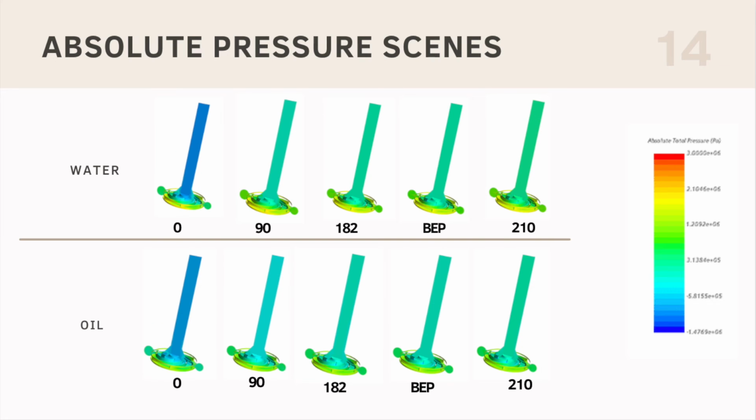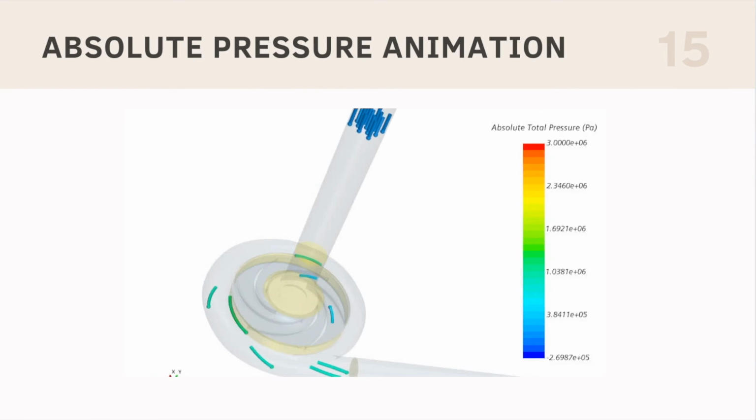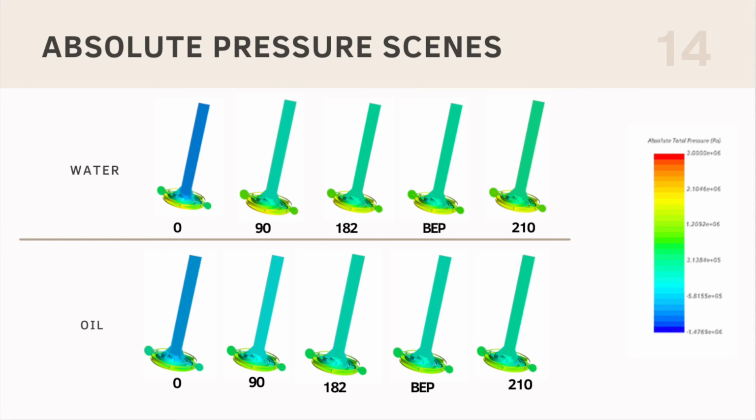The absolute total pressure in the pump has a directly proportional relationship with the flow rate, as can be seen in the scenes. As the flow rate increases, the absolute total pressure also increases. A lower absolute pressure was evidenced in the mineral oil simulation as well. This could be because the fluid has a lower density. Aside from this, the color bar highlights negative pressure values that indicate suction areas where cavitation could happen.